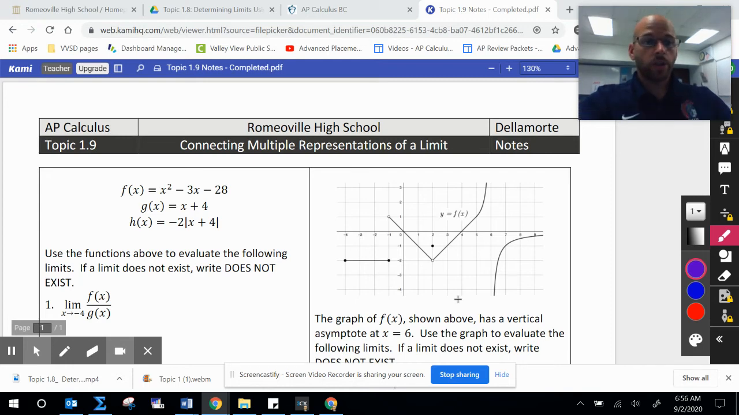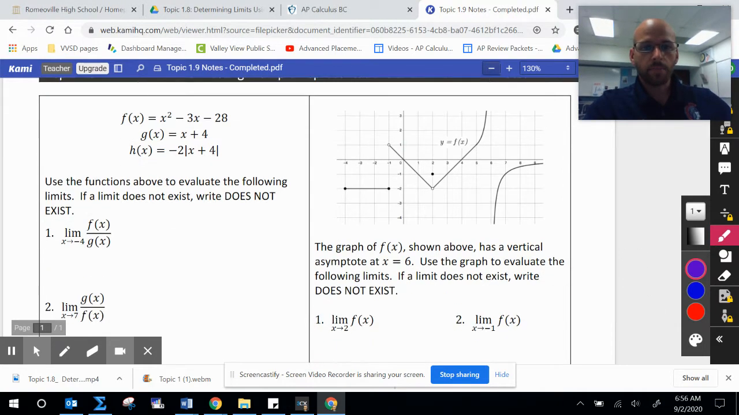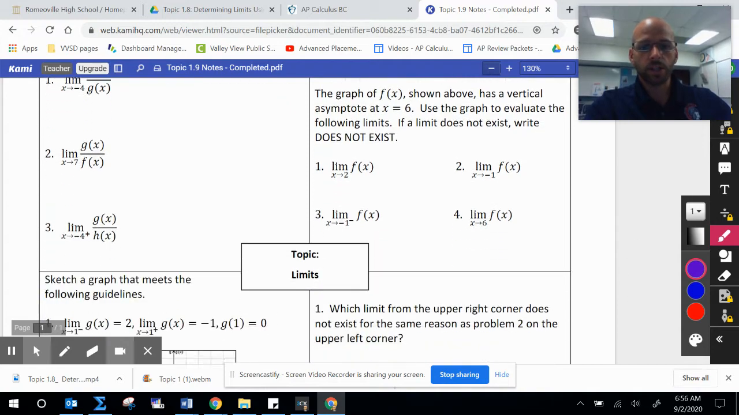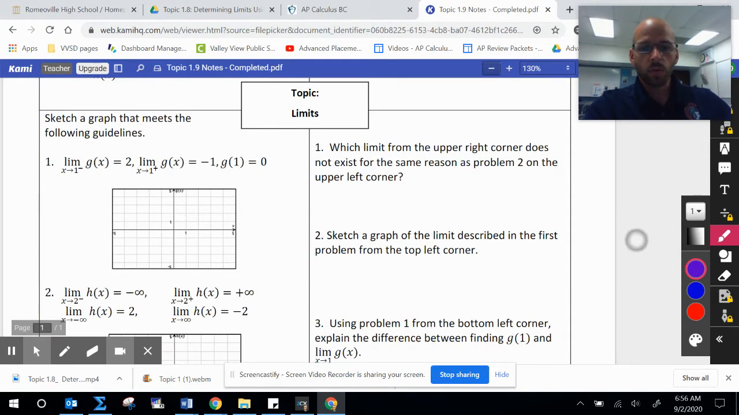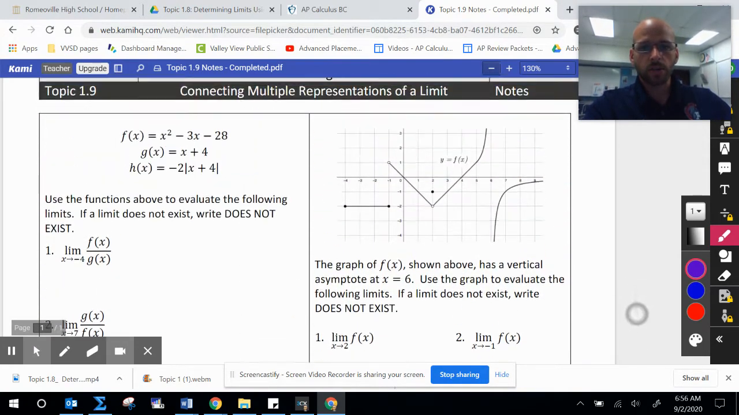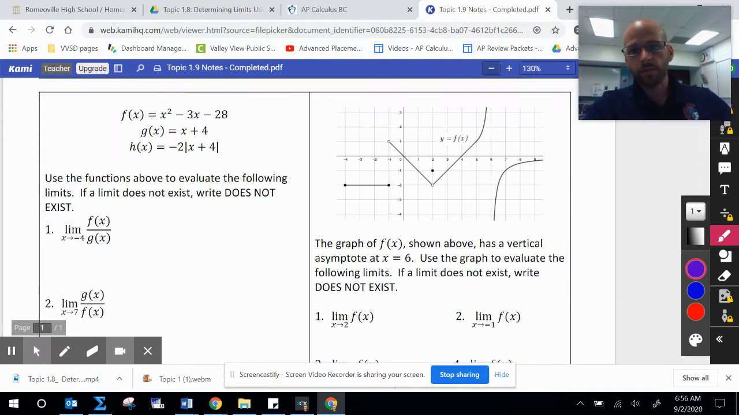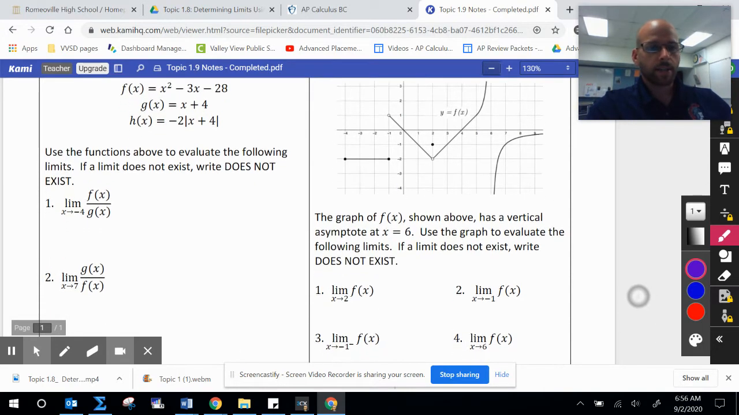Hello. We're going to talk about topic 1.9, connecting multiple representations of a limit. Ultimately, I have a piece of notes here that has some functions. It has some graphs. We're going to try to answer some questions using a variety of different representations. So let's start with number one, or the box on the left.